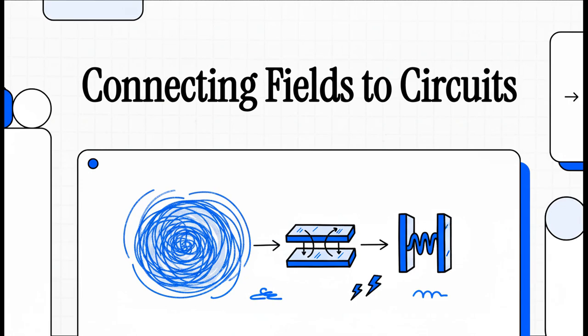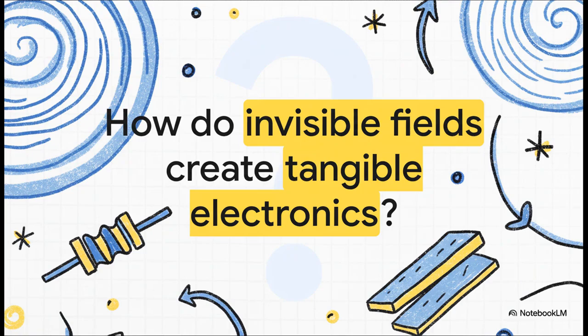All right, welcome back. Today we're going to bridge a gap that you might not have even realized was there. We're talking about the gap between the invisible, powerful world of electromagnetic fields and those simple little electronic components you probably played with in high school physics. How does an abstract concept like a field turn into a physical resistor you can hold in your hand? Let's figure it out.